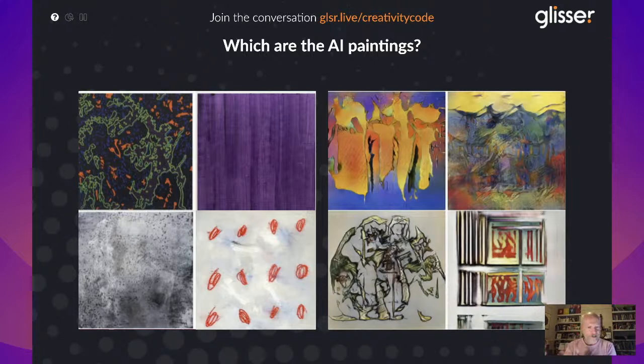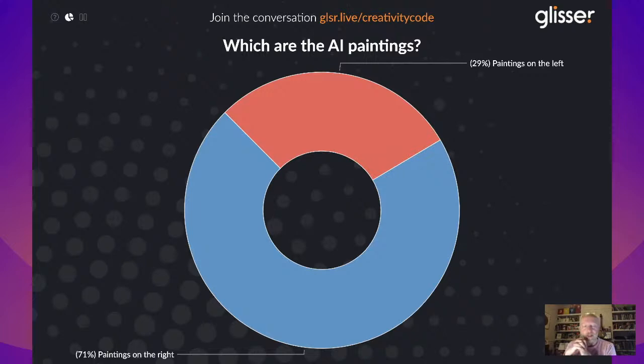So let's see how good you are at picking out these ones. So let's reveal the split here. Okay, so you've gone the other way now. So about three quarters of you going for the paintings on the right being AI. Maybe you think, being a mathematician of symmetry, that if I put them on the left, then he's probably going to put them on the right this time. So are you right? Yes, you are.